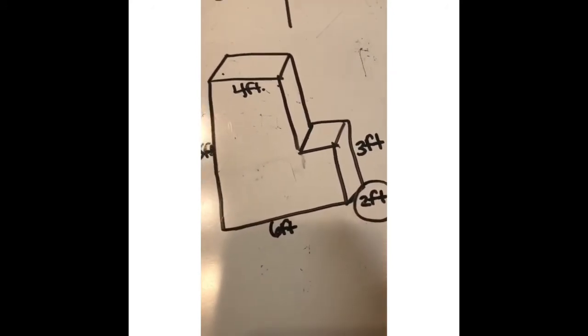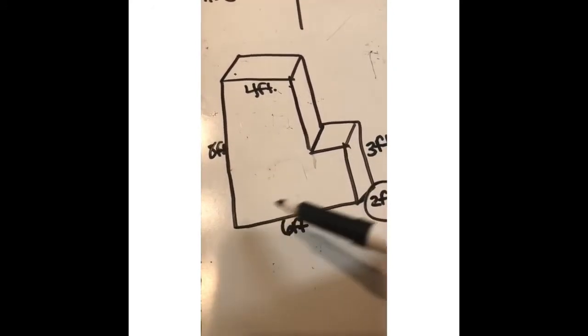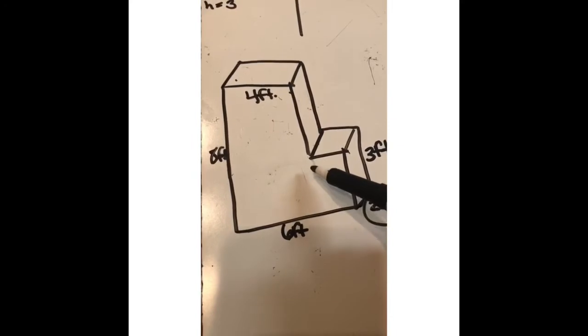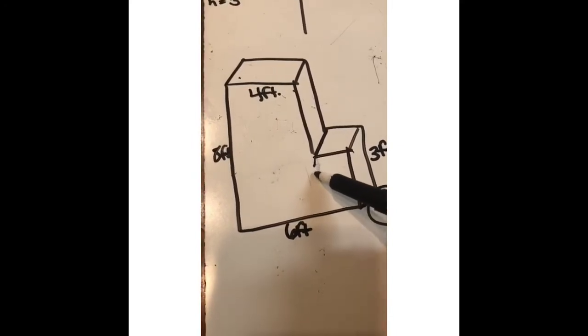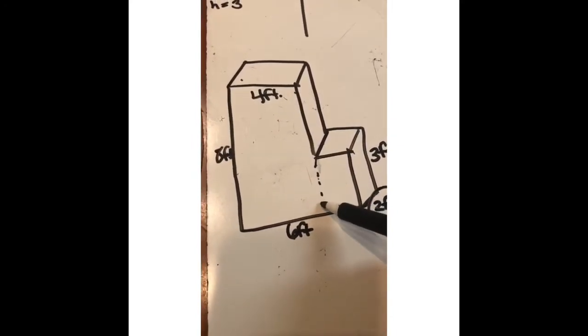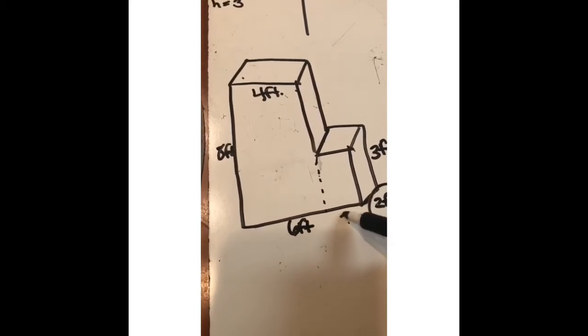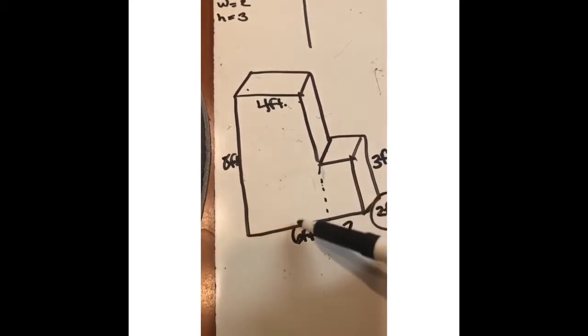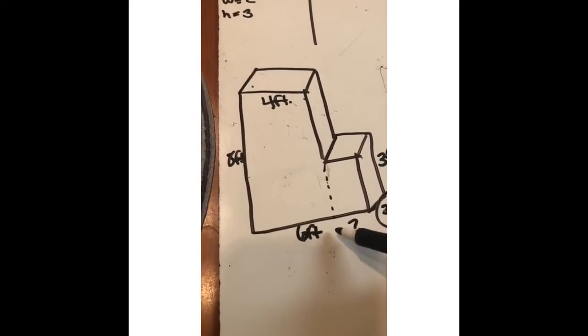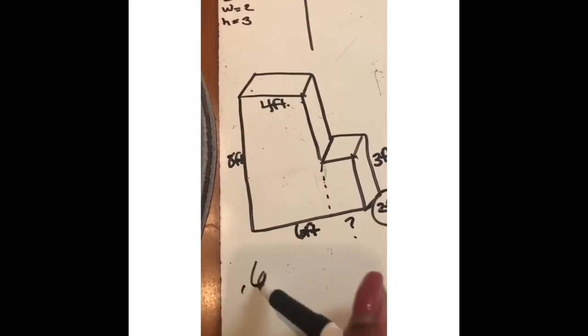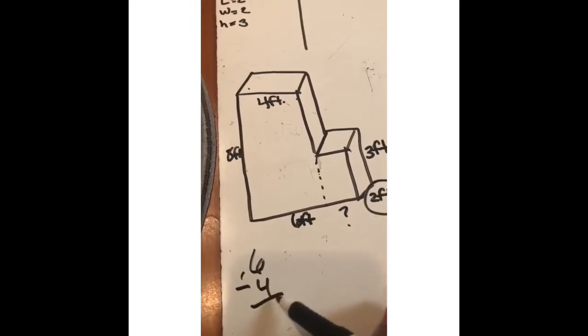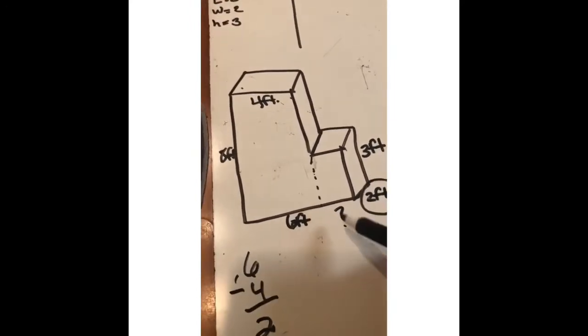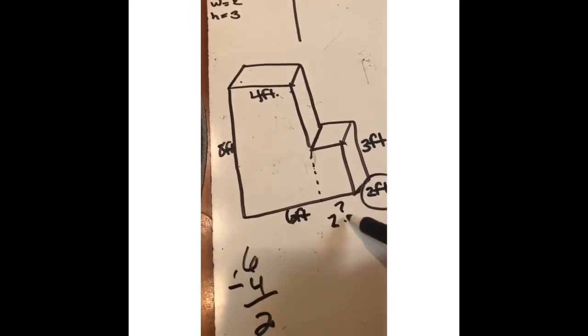Now, you may be saying, well, how can I find out the length if I divide the shape like I said? How can I find this part? Well, if this part is 4 and the entire thing is 6, we could simply subtract 6 minus 4 and get 2. So then that would mean this length is 2.